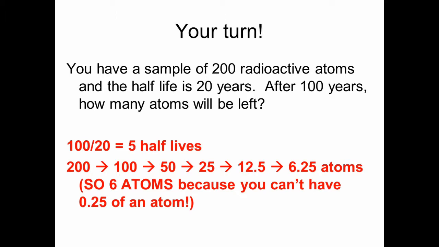You've got 200. After 20 years, there's 100 atoms left. After another 20 years, there's 50. Another 20 years, there's 25. You're up to 60 years. After another 20 years, you only have 12 and a half. And then finally, after 100 total years, 6.25. But you can't have 0.25 of an atom, so 6 atoms are left over, 6 or 7.